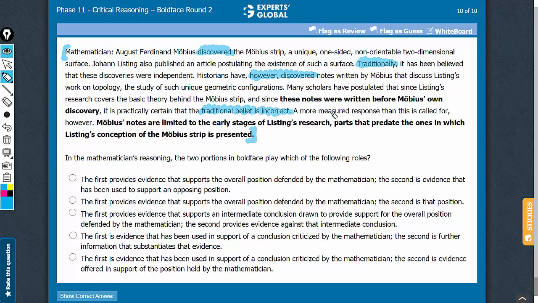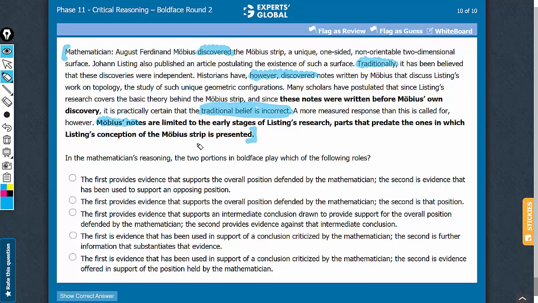But then it says that a more measured response than this is called for. That means that the author believes that to conclude that the traditional belief is incorrect may not be the right approach, and then the author talks about his reason for why he thinks so.